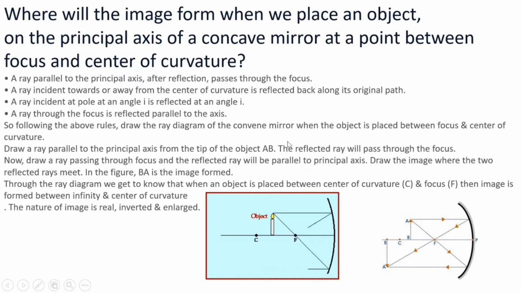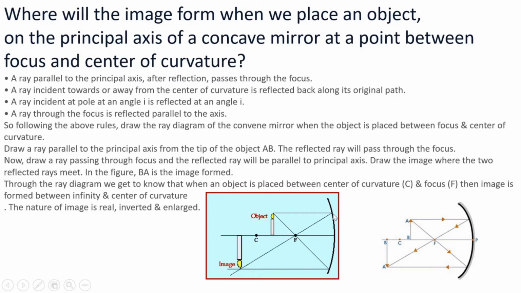Now draw a ray passing through the focus and the reflected ray. We have seen the rays are passing through the focus, but where the images are forming, we have to draw that: where the reflected rays meet and form the image. For the ray through the focus, the reflected ray will be parallel to the principal axis. Is this parallel or not? The reflected rays are parallel. See here also, parallel.